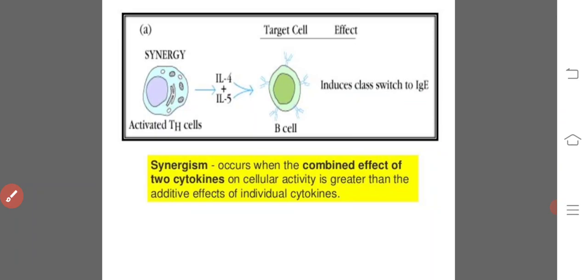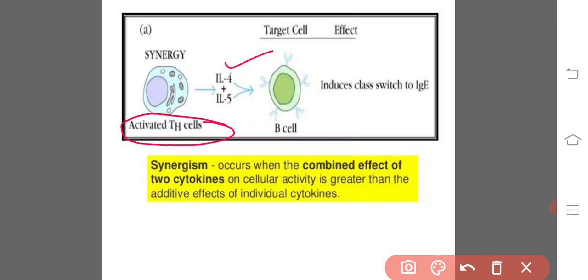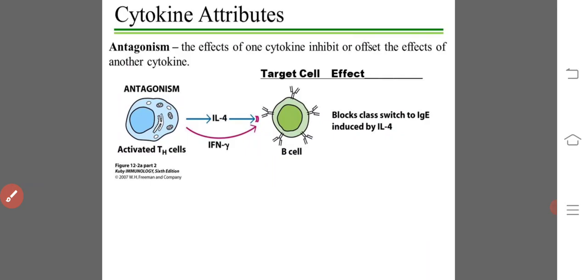The third one is synergism. It occurs when the combined effect of 2 cytokines on cellular activity is greater than the additive effects of individual cytokines. That is, the combined effect is greater than the individual effect. Activated T helper cells produce interleukin 4 and interleukin 5. So the combined effect is greater than the individual effect. Thereby, they induce the class switch to IgE, the production of the IgE type of immunoglobulins.